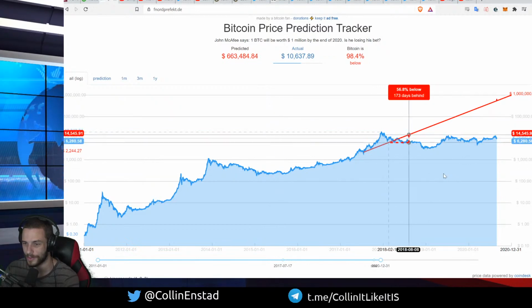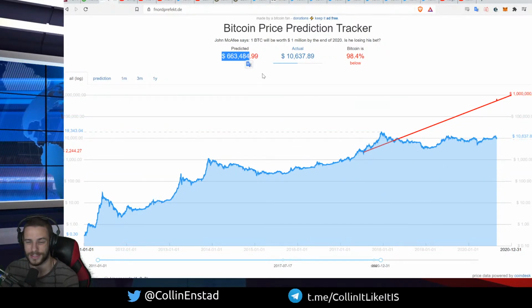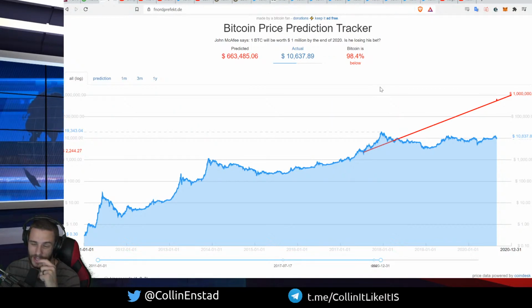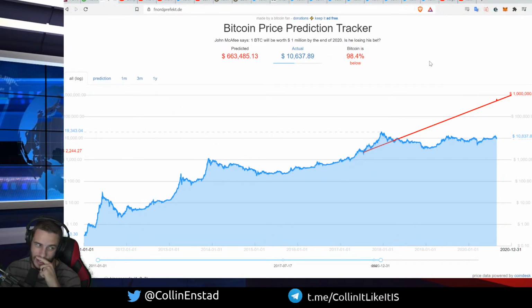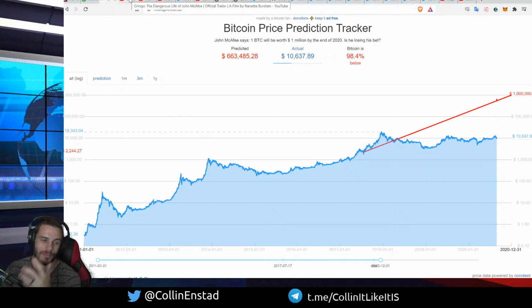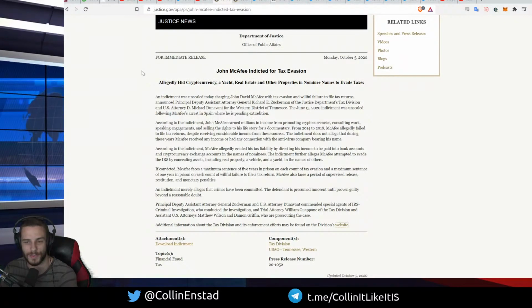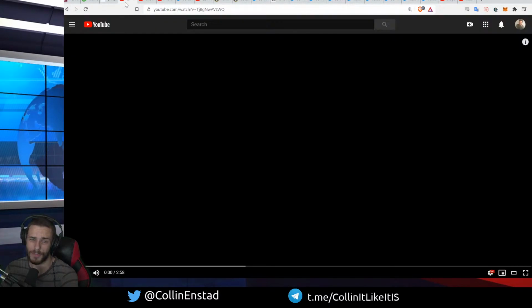And this is a logarithmic scale, and he should be at $663,000 right now, and yeah, he's not. So good luck. And so, why am I talking about him right now? Well, he kind of got arrested in Spain for tax evasion, and he has some SEC stuff going on for his ICOs. But we'll back up a little bit.